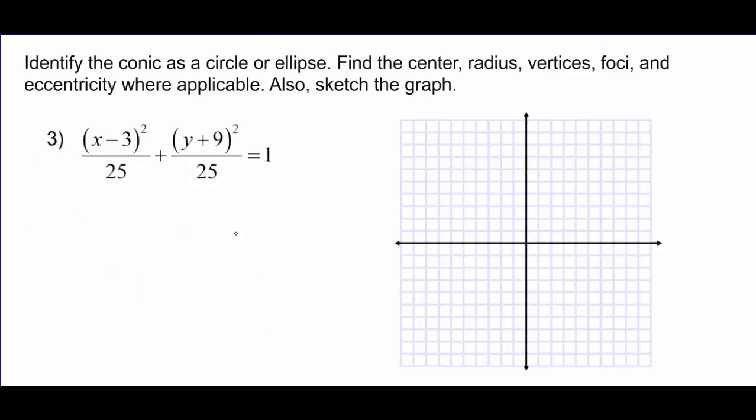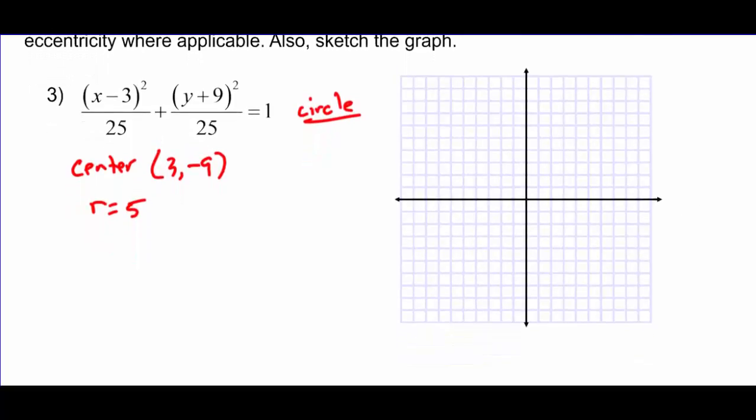All right, same instructions on this one, but this one's going to be pretty fast. You notice that the denominators are both 25. This is a circle, folks. And when it's a circle, we can just start by labeling the center. It's 3, -9, and we know the radius would be 5. All we're really going to have to do at this point is sketch that thing. There's really not much else for us to do. 3, -9, radius is 5.